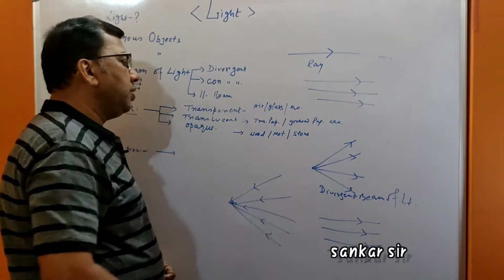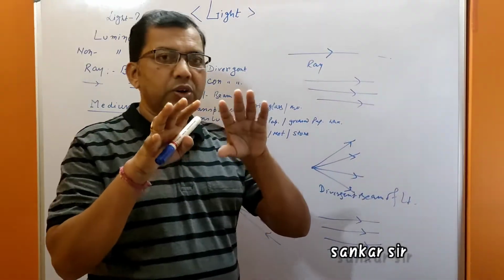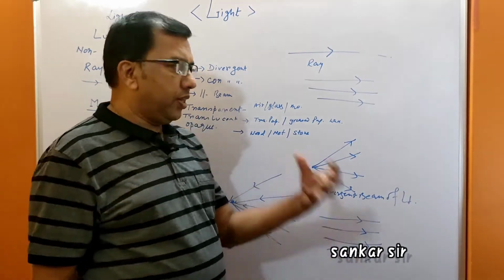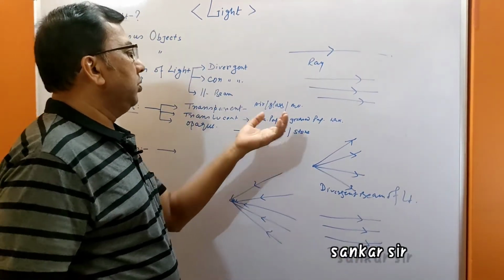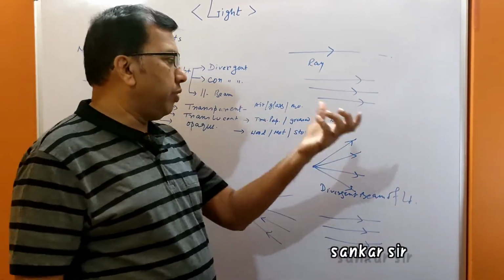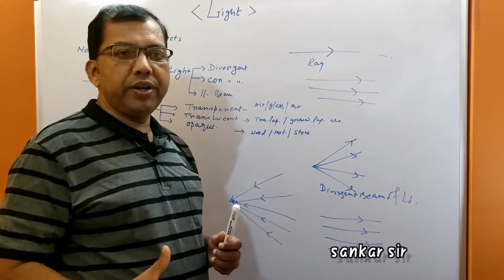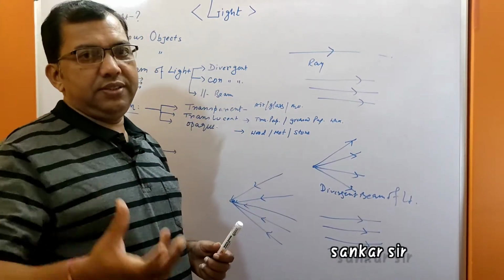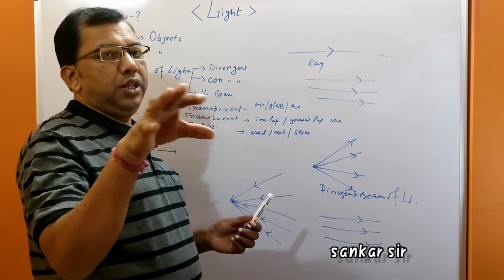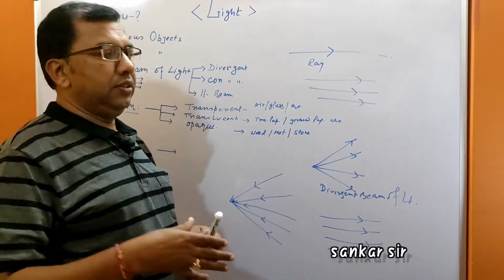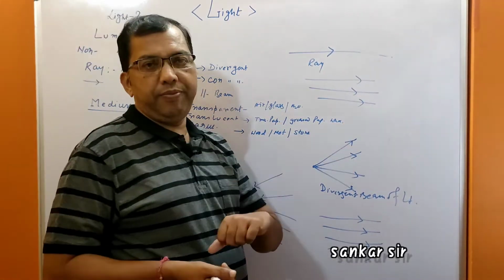And what is a translucent medium? One in which light cannot pass freely, such as grease paper, tracing paper, and wax. In this medium, light cannot pass freely. So this is known as a translucent medium.